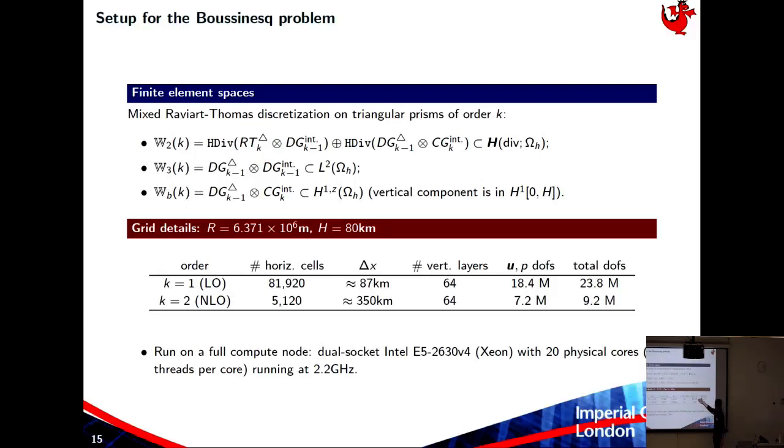But the big thing here is that we have these velocity and pressure degrees of freedom. Lowest order, it's about 18.4 million. For the next lowest order, 7 million-ish. And I ran this on a full compute node at Imperial with 20 physical cores. If you want more details, we can chat about that.